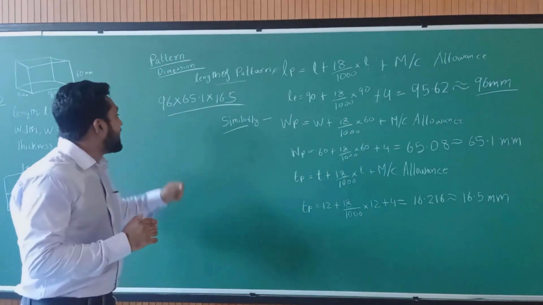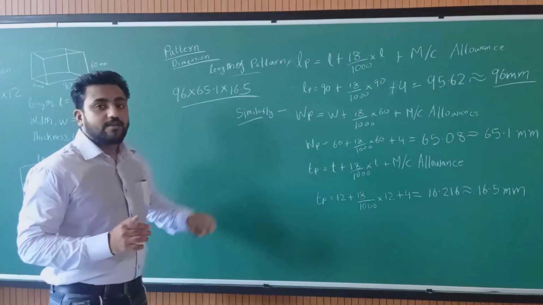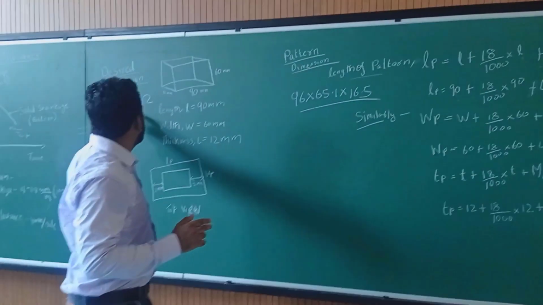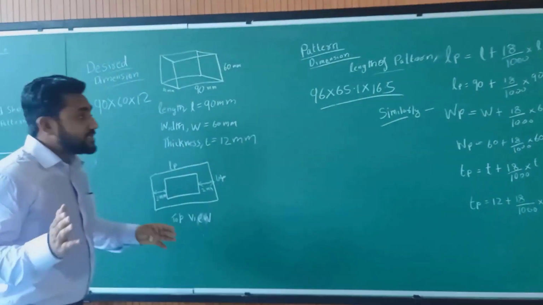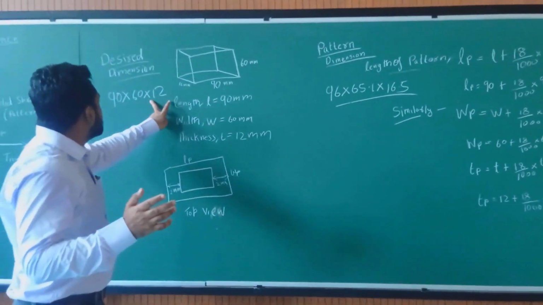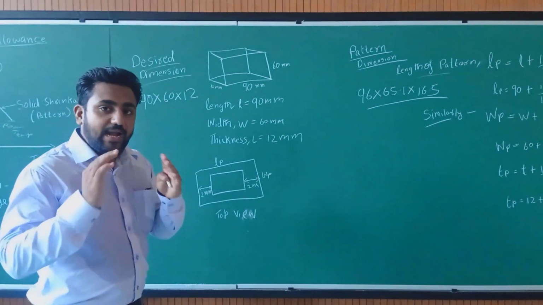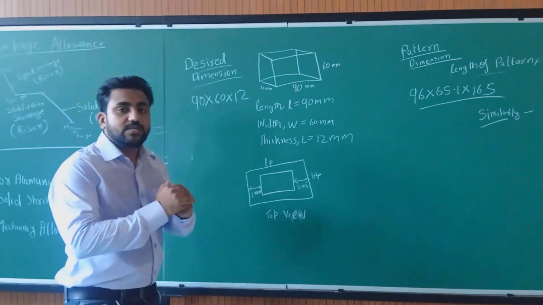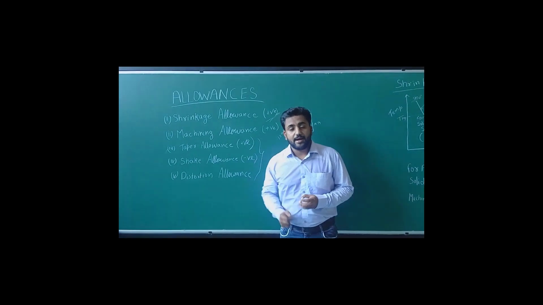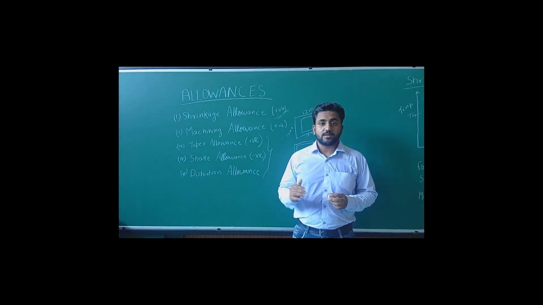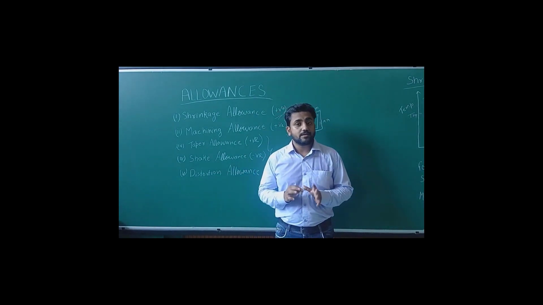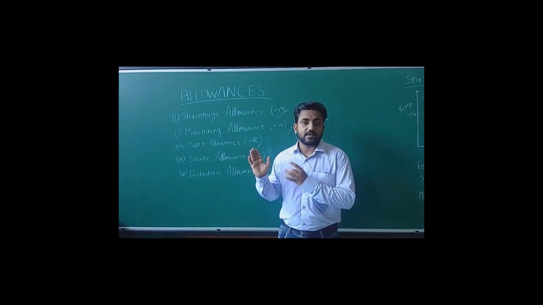In further videos, in further experiments, you will see that this dimension will finally be converted into the final product, that is the desired dimension 90 by 60 by 12. So you can see that the dimension of the pattern is more and the dimension of the original product is less, because we are taking some allowances. But at the end, after the casting and after the full machining processes, we will get the desired dimension. I think I have covered all the allowances, and we will see everything with a complete experiment, and at the end we will find the importance of allowances in sand casting. Thank you.